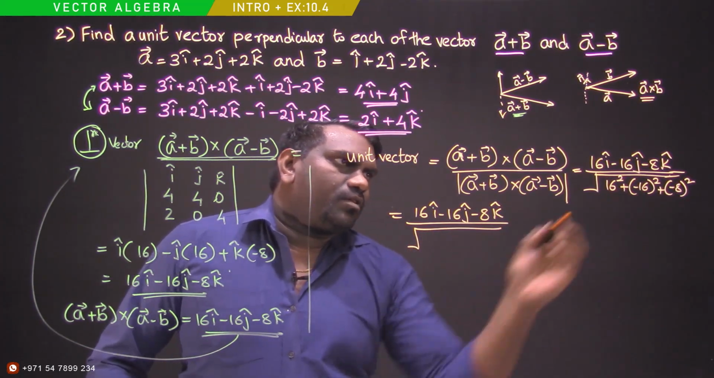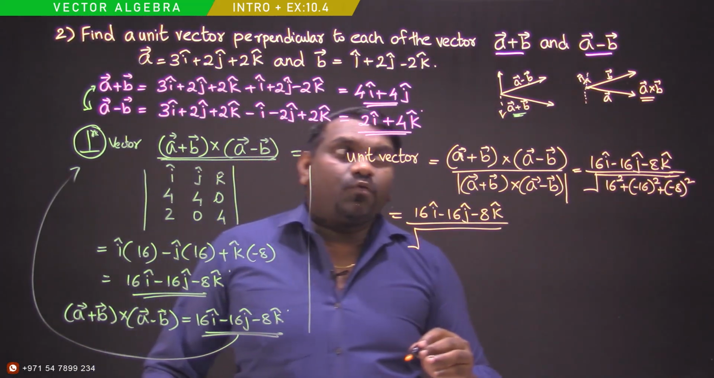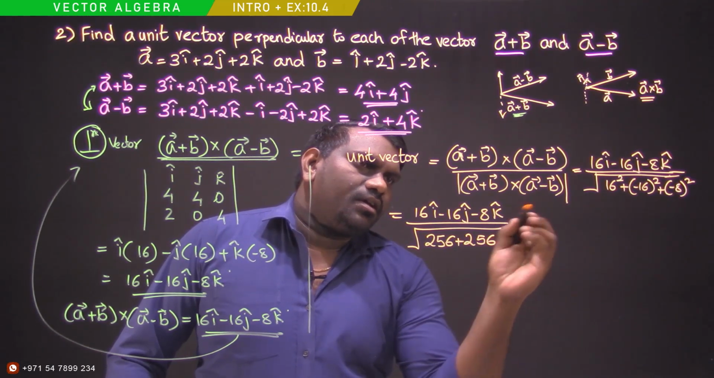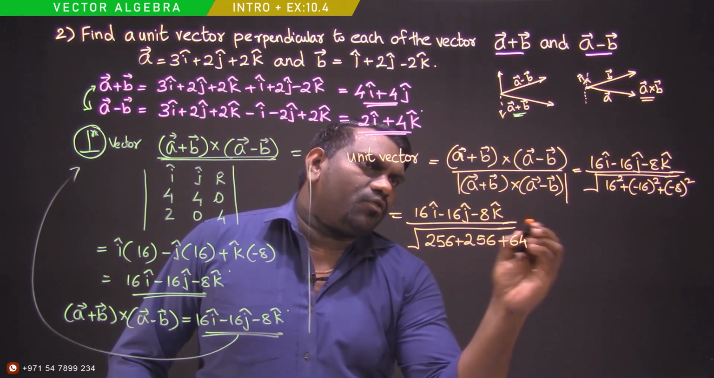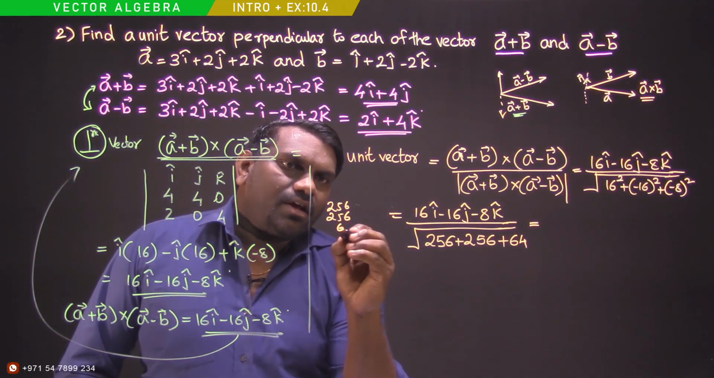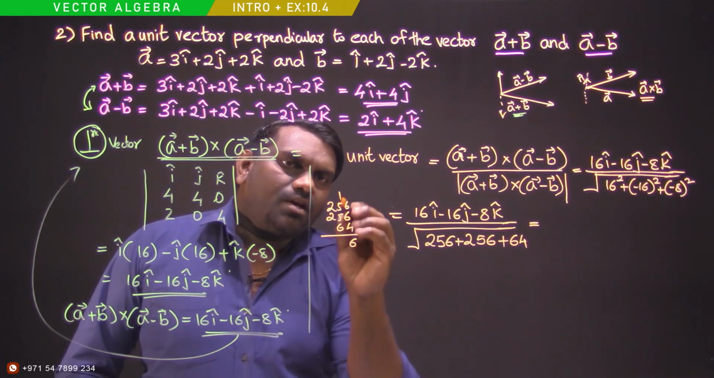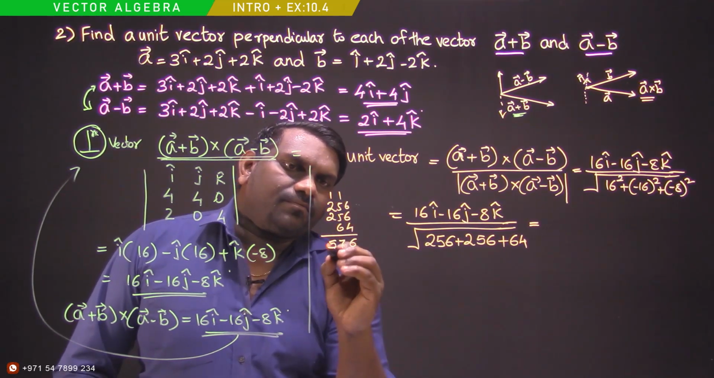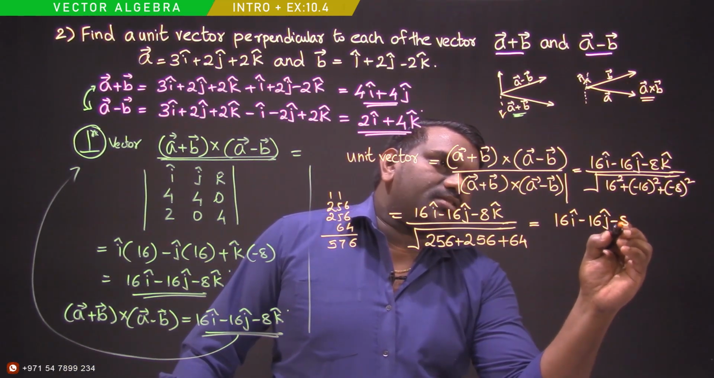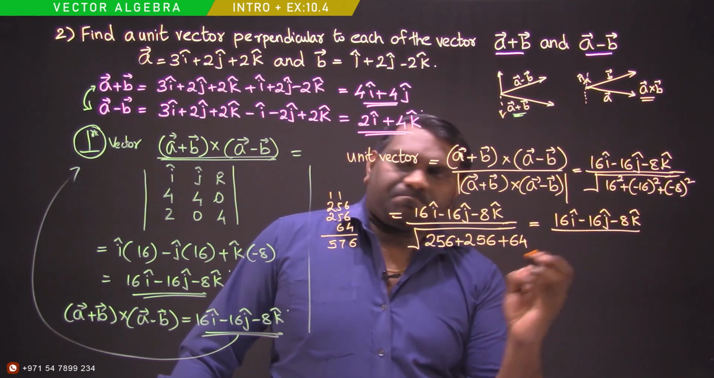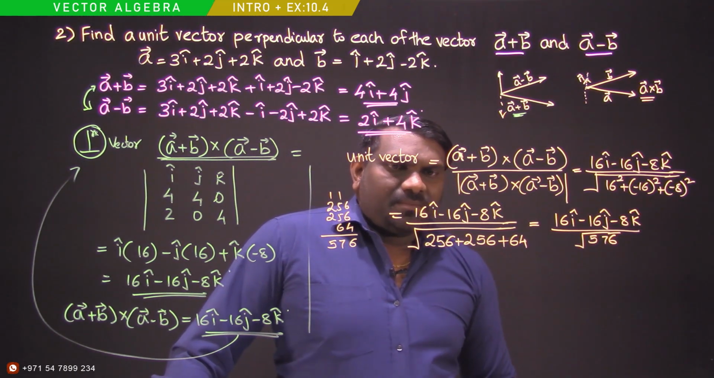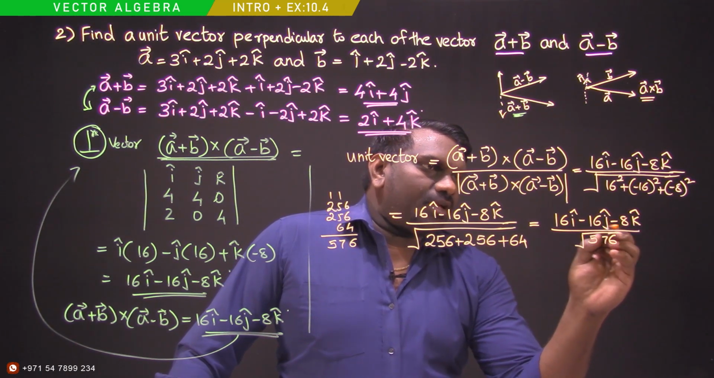That's what I will get here: 16i cap minus 16j cap minus 8k cap by root of 16 into 16 is 256, again 256, then you have 64. Okay, let's see, 256 and 64, so it's gonna be 16i cap minus 16j cap minus 8k cap by root of 576. ഇനി നമുക്ക് ഇതിൽ നിന്ന് എന്ത് കിട്ടും എന്തെടുക്കാം എന്നുള്ളതാണ്.